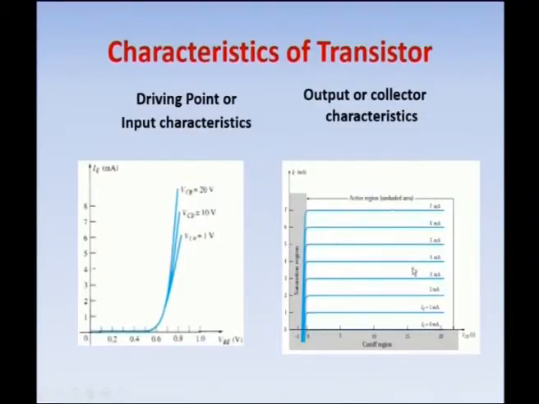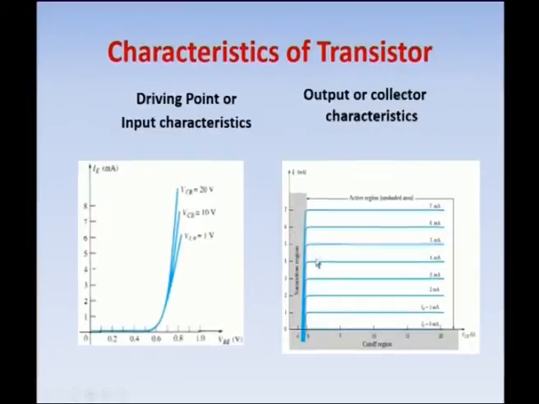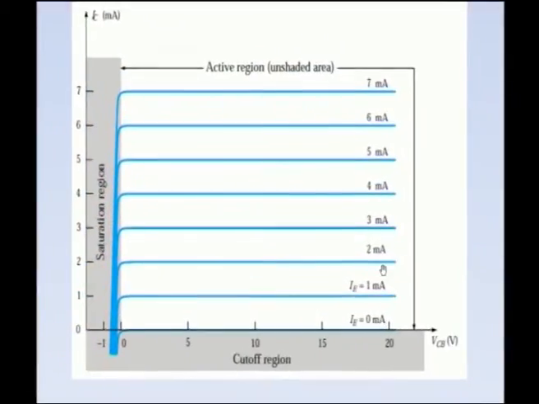So, in the previous lecture we have seen the circuit diagram of the common base configuration in a PNP as well as in an NPN transistor. Also we have discussed some factors in the output or collector characteristics of the common base transistor. So, this is the output characteristics of common base.